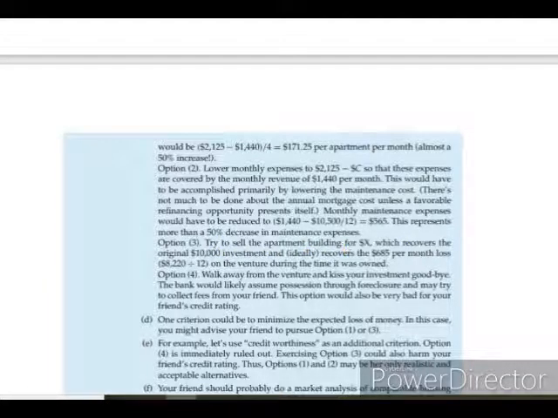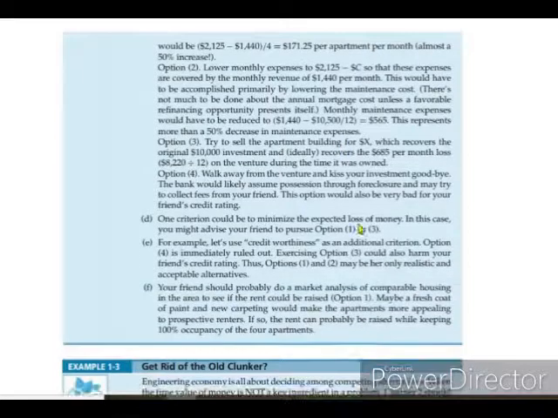So this is good. Next, option 3. Try to sell the apartment building for an amount of dollars which recovers the original $10,000 investment and ideally recovers the $685 per month loss, because it is from the 8,220 divided by 12, on the venture during the time it was owned. Okay, so option 4, walk away from the venture and kiss your investment goodbye. The bank would likely assume possession through foreclosure and may try to collect fees from your friend. This option would also be very bad for your friend's credit rating, so option 4 is not advisable.